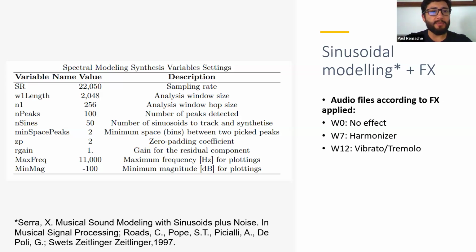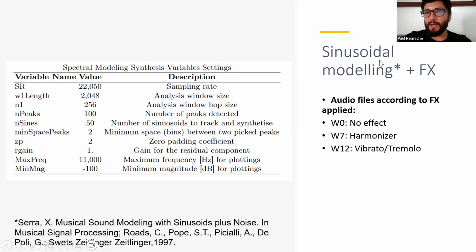We can see here in the table the sum of the variables that we controlled and the values we assigned. We can see there is the sampling rate, the window size, window hop size, etc. We can check that in our paper, and you can also check the paper of Sarah, where is the actual algorithm to generate this sinusoidal modeling.